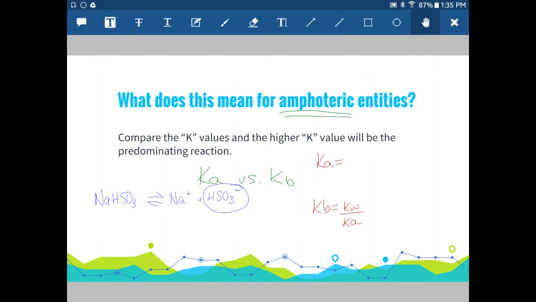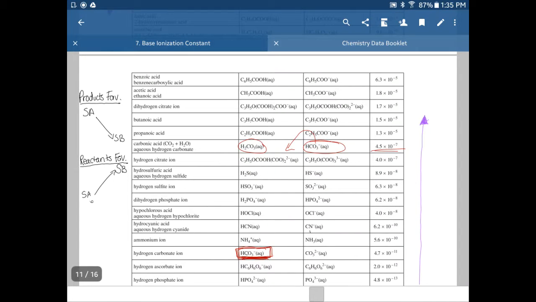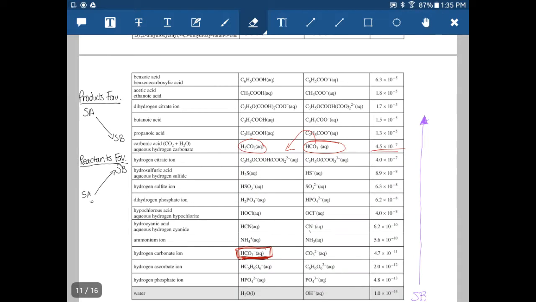So let's take a look. Again, I'm just going to erase some of this stuff that we really don't need on here now.